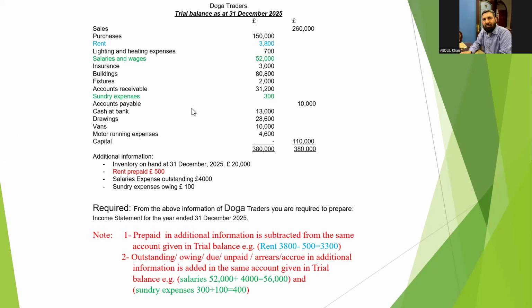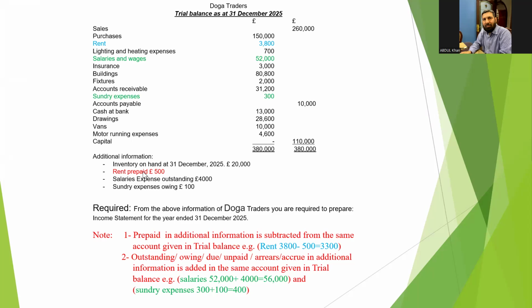But here I'm going to explain when the trial balance is given with additional information. Additional information is also called adjustment. So you need to adjust this information in the trial balance while preparing the income statement. The basic thing is very simple. There are two kinds of things you will find: prepaid, or the other one, outstanding or owing. So prepaid additional information is subtracted.